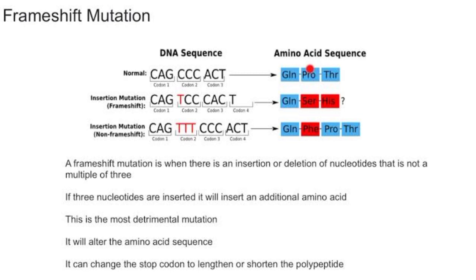Now looking at the example here, we see the normal one first, and then we see the insertion. The insertion is just T, and then the codon shifts to be rearranged, and then the T at the end comes out. Now we see an insertion mutation that is non-frameshift.